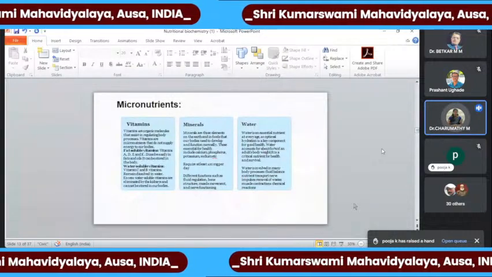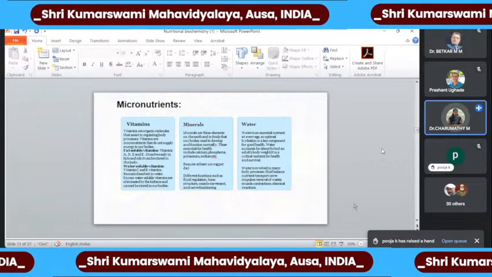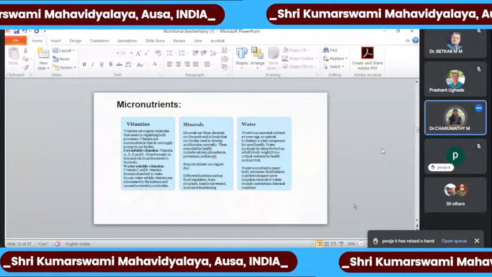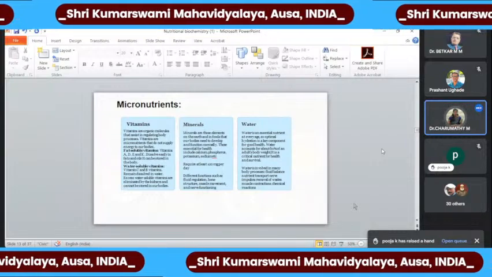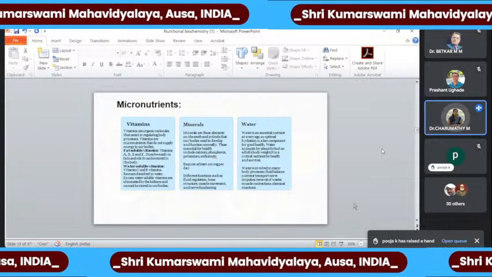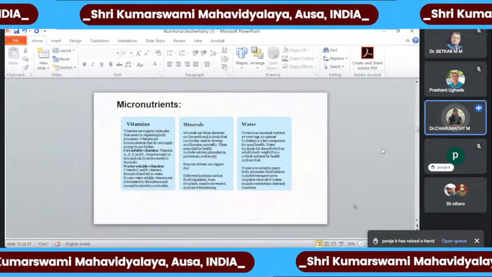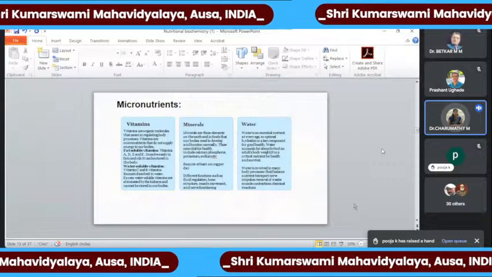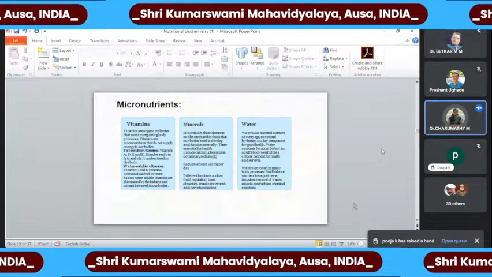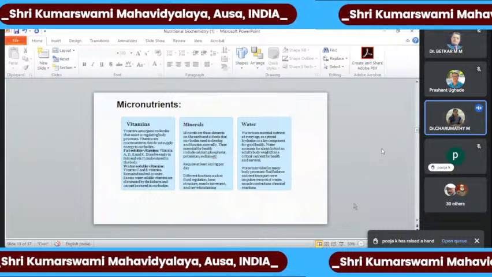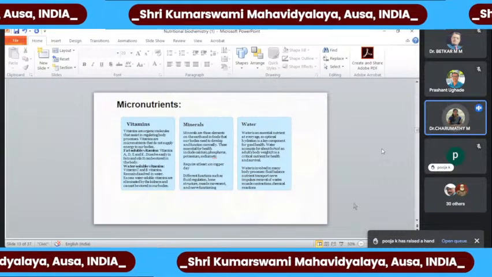So micronutrients. In micronutrients we have vitamins, minerals, and water. Vitamins are organic molecules that assist in regulating our body processes. There are two types: fat-soluble vitamins and water-soluble vitamins. Fat-soluble vitamins are A, D, E, and K. They dissolve easily in fats and oils, and they are also stored in our body. Water-soluble vitamins are C and the B vitamins. They remain dissolved in water. Excess water-soluble vitamins are eliminated by the kidneys, and they cannot be stored in our body.